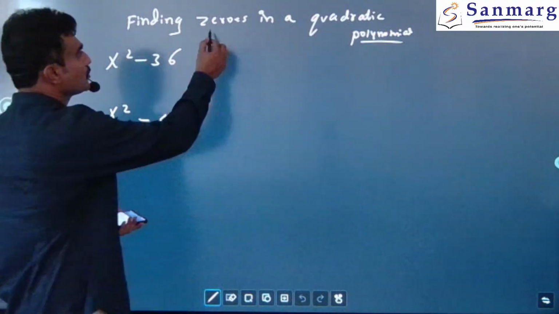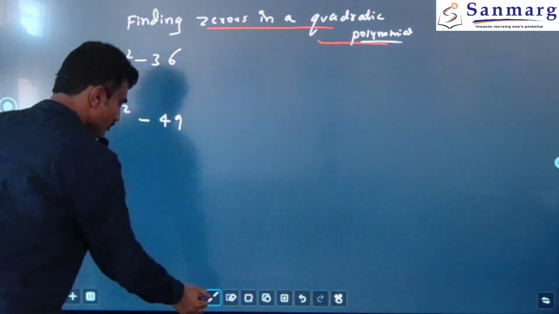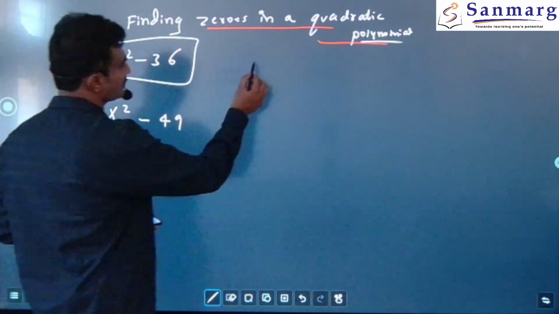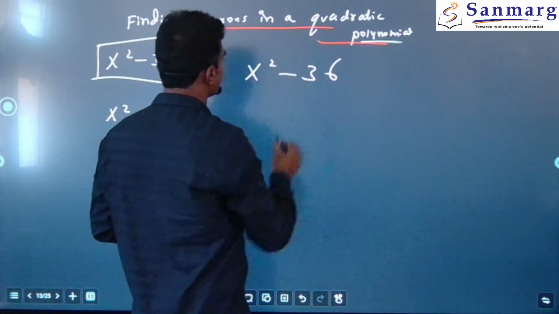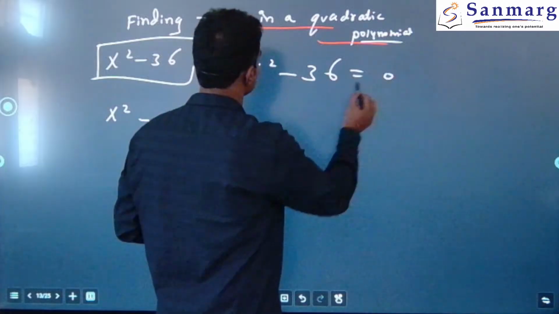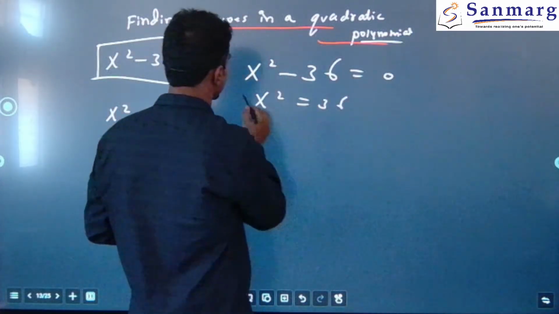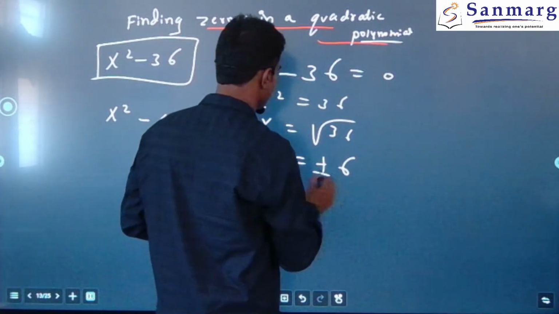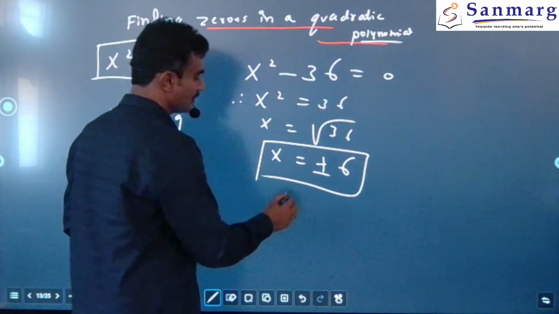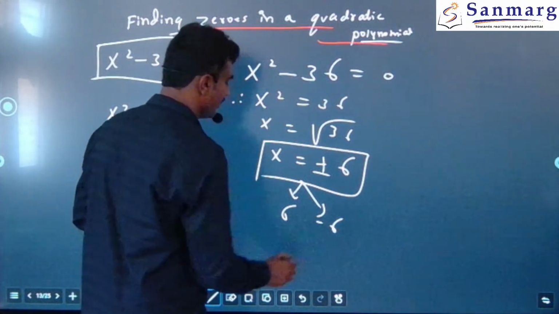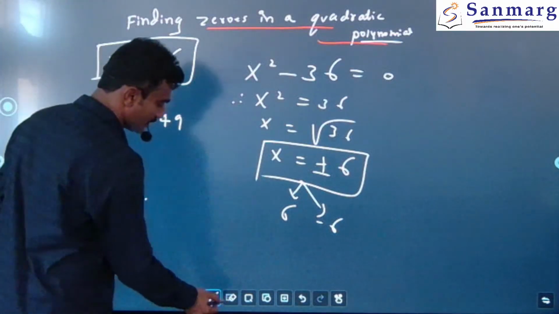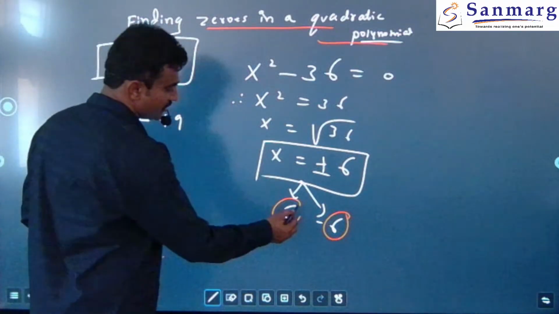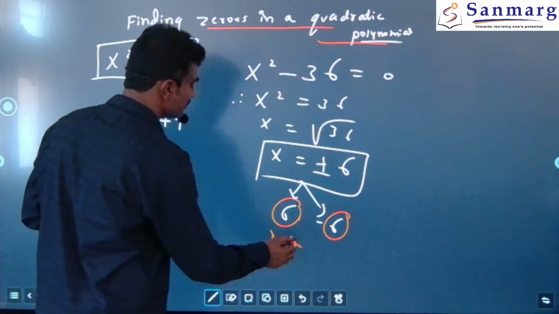Next, how do you find the zeros of a quadratic polynomial? It is simple. For example, there is a quadratic polynomial x square minus 36. Equate x square minus 36 is equal to 0. Then x square is equal to 36. Therefore, x is equal to plus or minus 6. So there are two possibilities, plus 6 and minus 6. These are the two zeros, or the two roots of the polynomial.